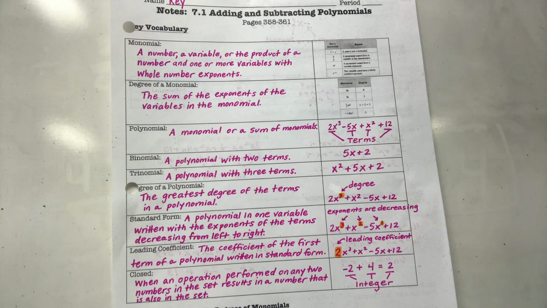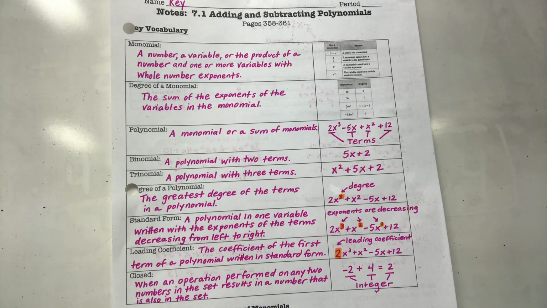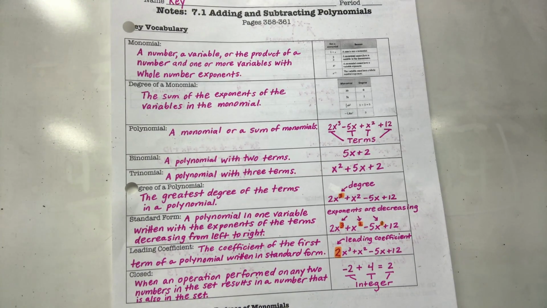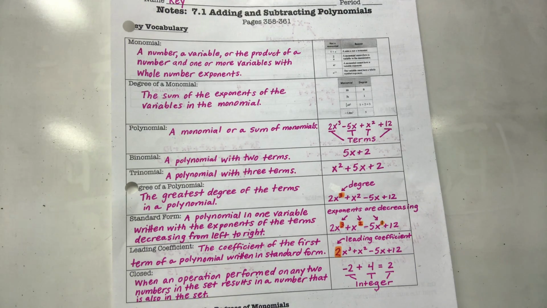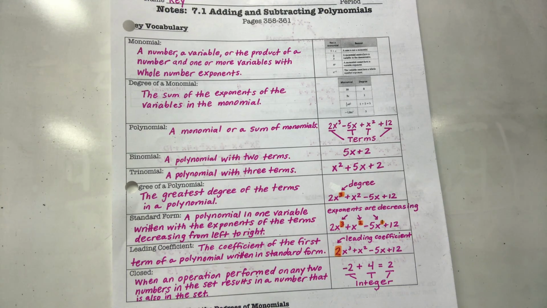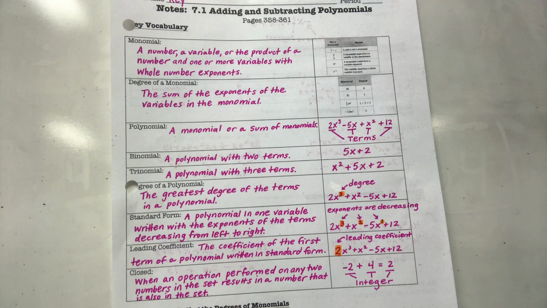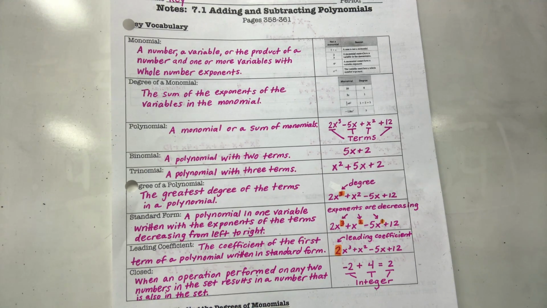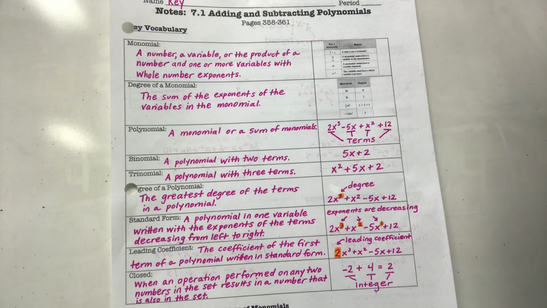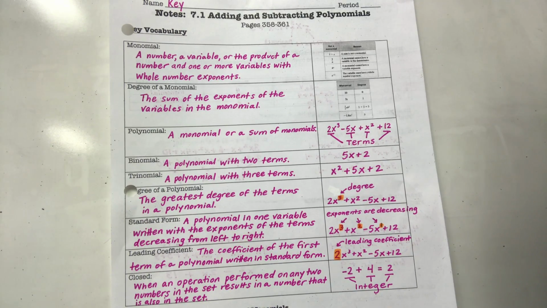This is adding and subtracting polynomials. The first vocabulary we're going to look at is a monomial. A monomial is a number, a variable, or the product of a number and one or more variables with whole number exponents. So a monomial is not an addition problem. A monomial is not a subtraction problem.